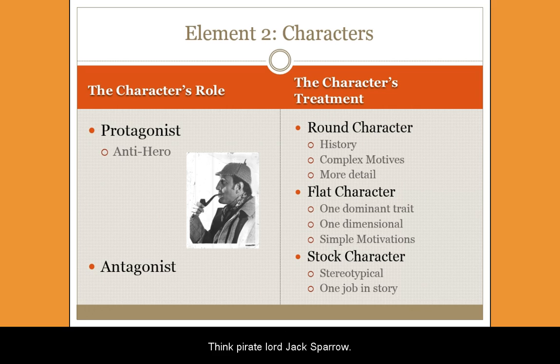Think Pirate Lord Jack Sparrow, or more classically, Sherlock Holmes. Think about it. He was a pompous jerk. He was addicted to bad drugs. He snubbed authority in the form of Scotland Yard, and he's very famous for it. These characters are called anti-heroes. They are complex, and often the story is challenging the readers to identify with these characters.